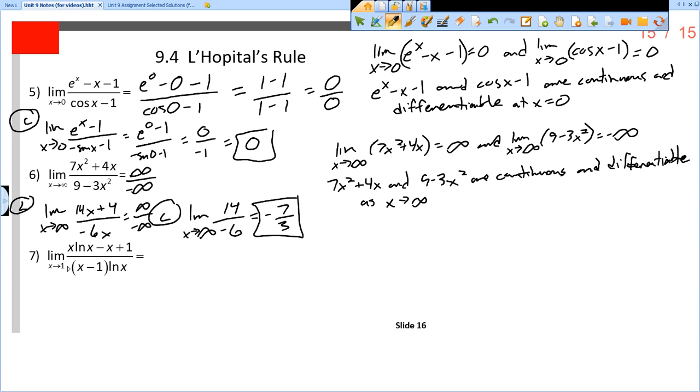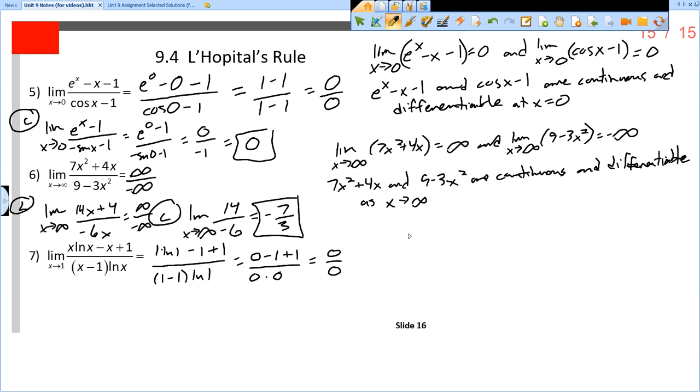Last one. All right, so let's take a look at this one. So once again, we want to evaluate initially. So we have 1 times the natural log of 1 minus 1 plus 1 divided by 1 minus 1 times the natural log of 1. All right, so 1 times the natural log of 1. Natural log of 1 is 0. So I have 0 minus 1 plus 1. And then in the denominator, 1 minus 1 is, of course, 0 times the natural log of 1, which is also 0. And so I get 0 divided by 0, right?